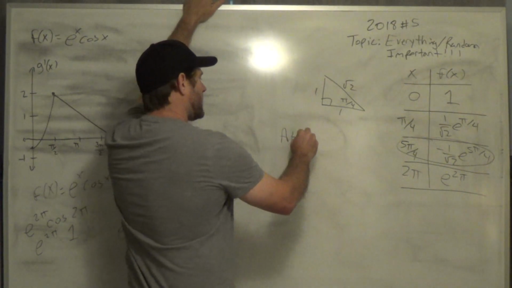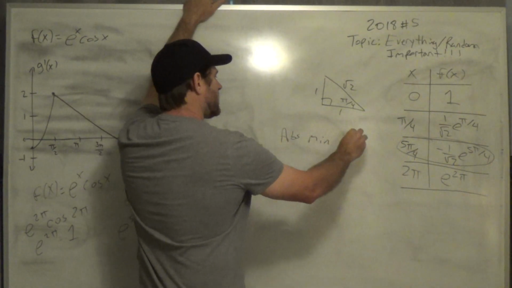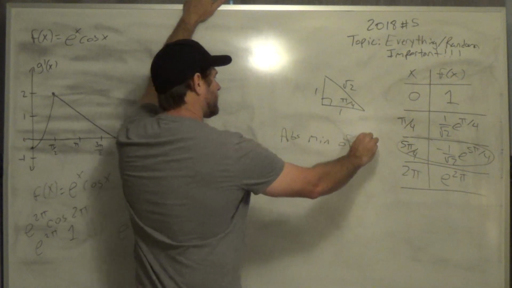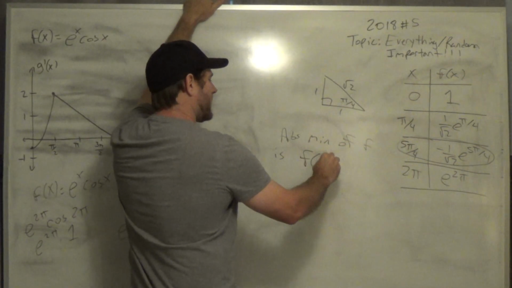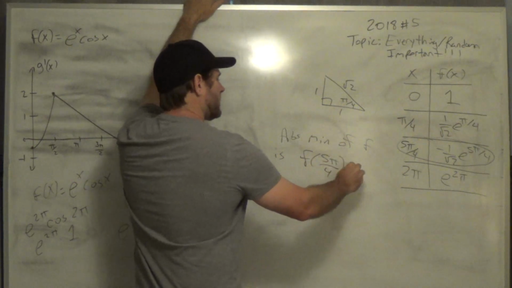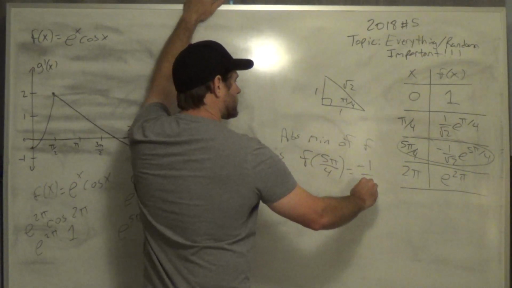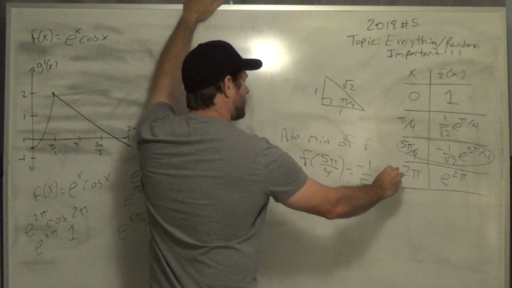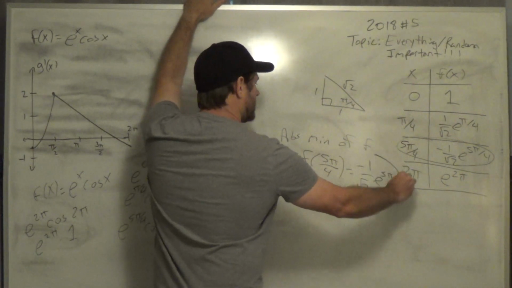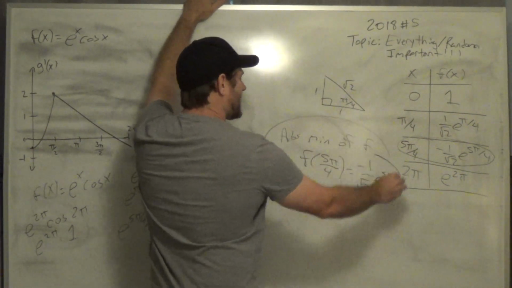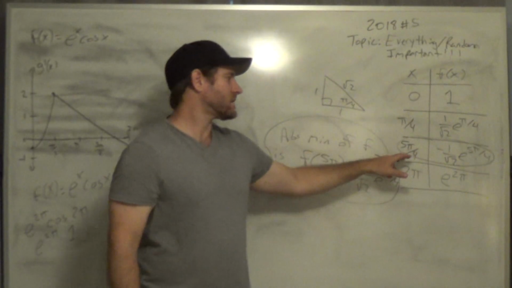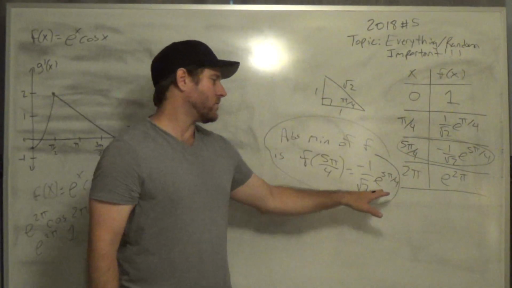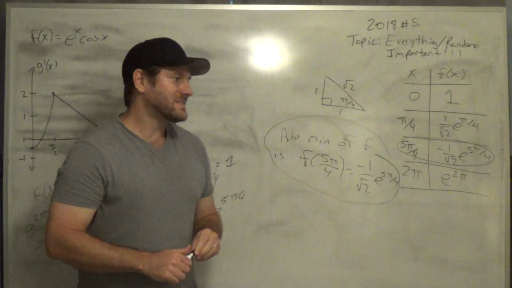So, the absolute minimum of f is, and you could just say f of 5 pi over 4, negative 1 over square root of 2 e to the 5 pi over 4. Remember, when they want to know what the absolute minimum is, they want the y value. They didn't ask for the x coordinate, they wanted the y coordinate when they say the absolute minimum. Anyways, that's it. That's part C.